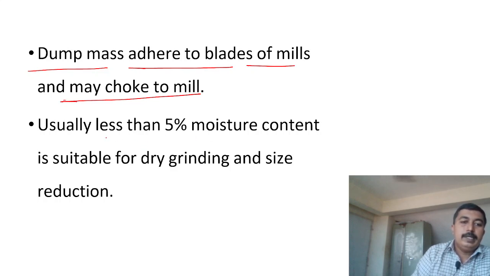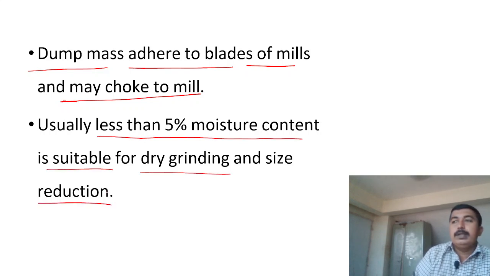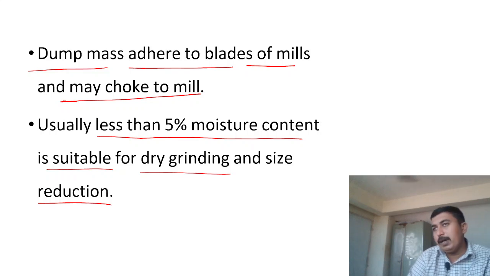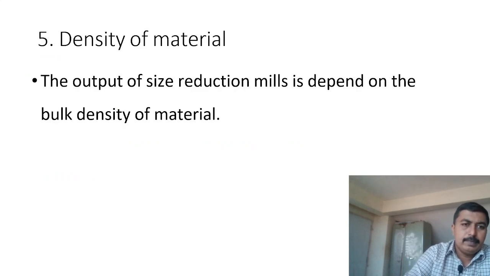So how much moisture content is usually acceptable? Less than 5% moisture content is acceptable or suitable for dry grinding. Okay. If moisture is present, sometimes it is subjected to wet grinding also. But if it is less than 5%, then you can easily do the dry grinding of the material.